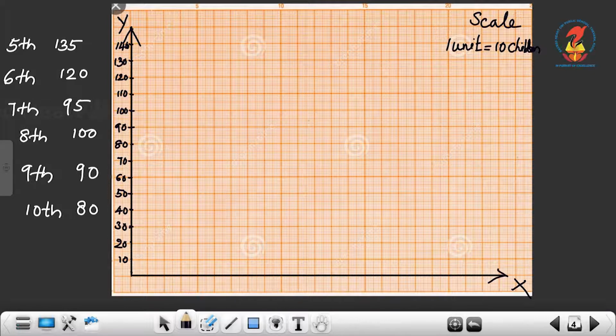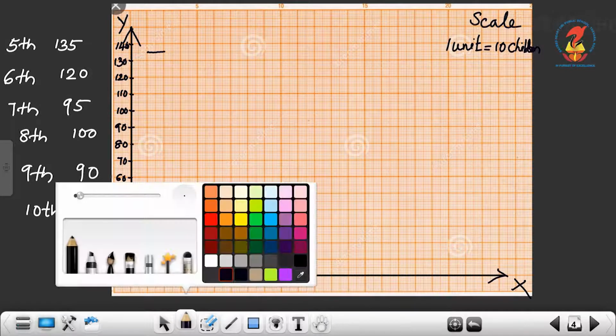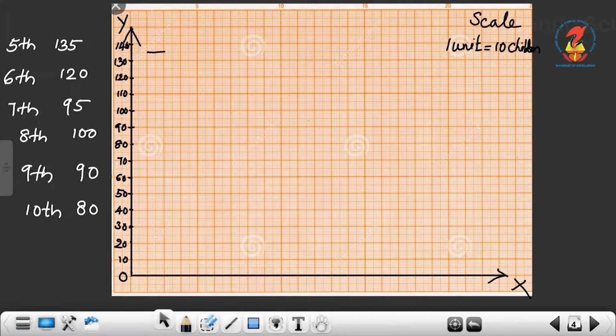the vertical bars. Okay. Now the first one is 5th class. We have 135 students. Then first 1 centimeter you have to leave. Okay, so you have to start from here. 135. So here it is 130. So 135 will come here. Okay. Now we have to draw.